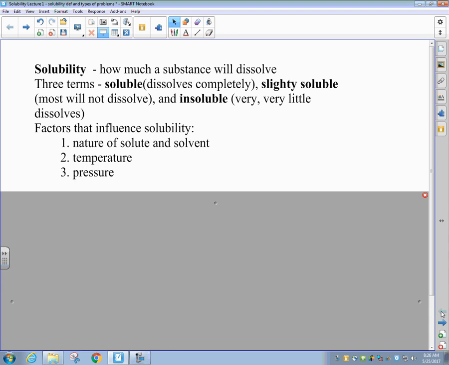More of the substance will dissolve as the temperature increases. And we'll examine that in lab here shortly. And I want to clarify, make sure it's clear that we say most substances. Not all substances exhibit this, but a lot do.